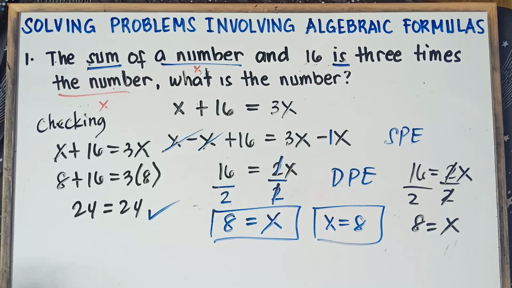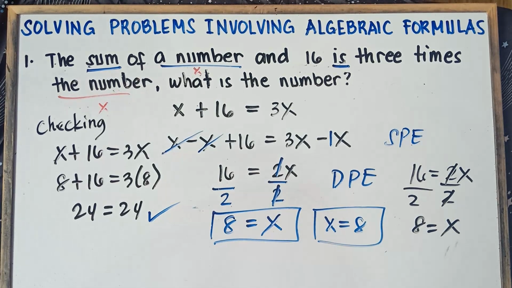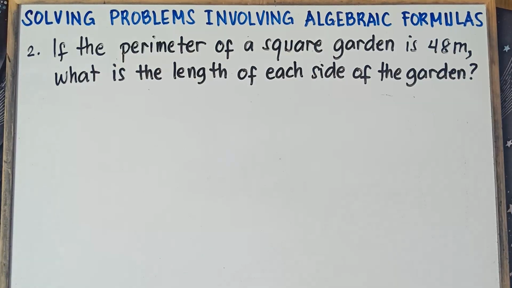Alright, so that's it, class, with regards to example number 1. So let's have example number 2. Alright, so let's work on example number 2. If the perimeter of a square garden is 48 meters, what is the length of each side of the garden?